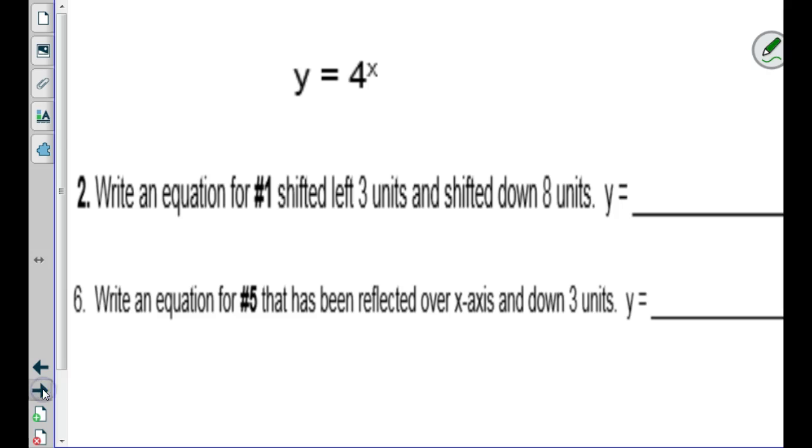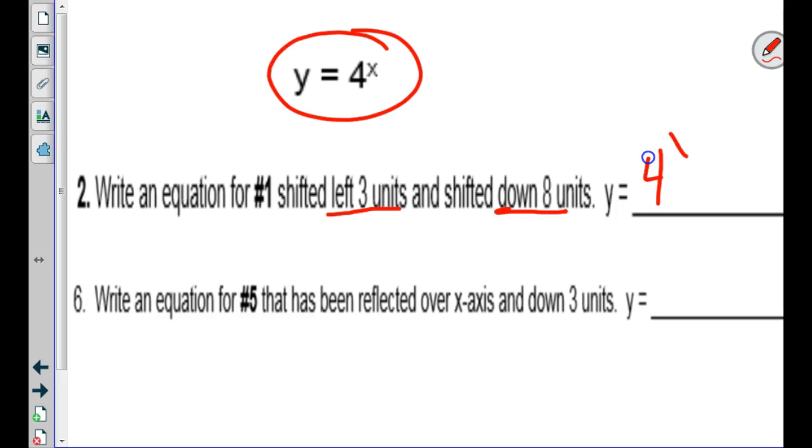All right, then it talks about transformations. Number 2 says, what if you shifted it left 3 and down 8? What would you do to this if it went left 3? Where does that go? Inside, but what is inside? Yeah, on the x here. So it would be 4 to the x plus 3 because it's left. And then the whole thing down 8 would be what? -8 here on the whole function.